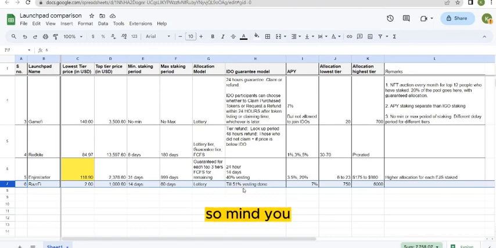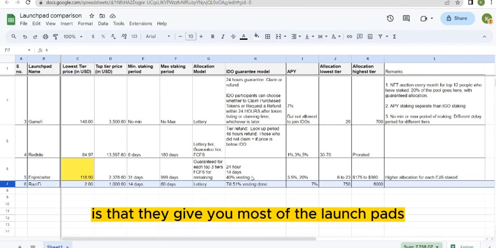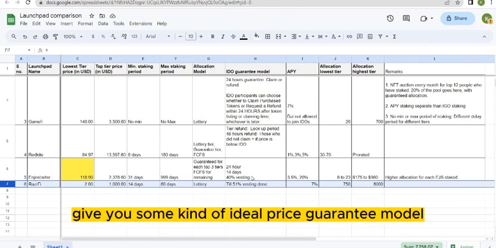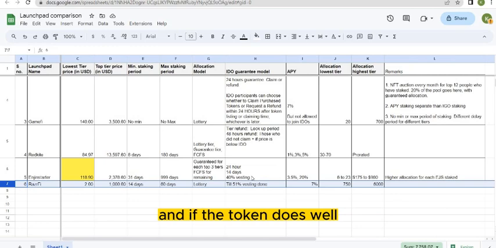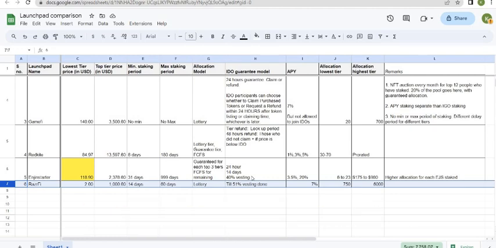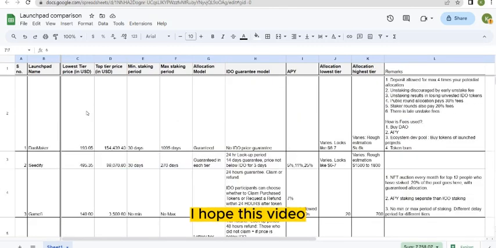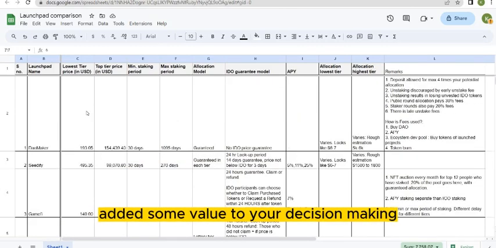So, mind you, the way all launchpads function these days is that most of the launchpads give you some kind of ideal price guarantee model. And if the token does well, you get your initial capital out. If the token trades below ideal price, you can get a refund. So that way, participating in some of these launchpads is way safer. I hope this video added some value to your decision making.